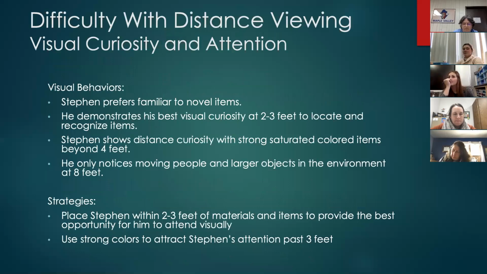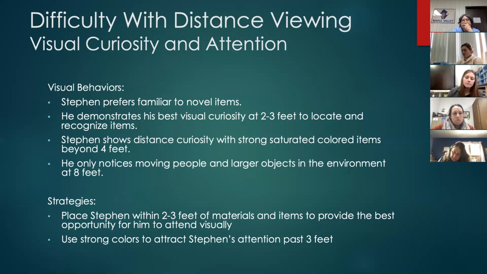Difficulty with distance viewing and visual curiosity and attention. So Stephen prefers familiar to novel items. He demonstrates his best visual curiosity at 2 to 3 feet to locate and recognize items. Stephen shows distance curiosity with strongly saturated colored items. Remember, that was his preference.